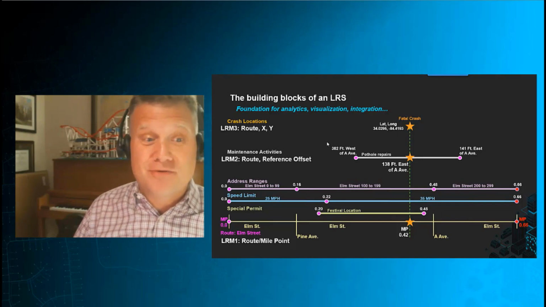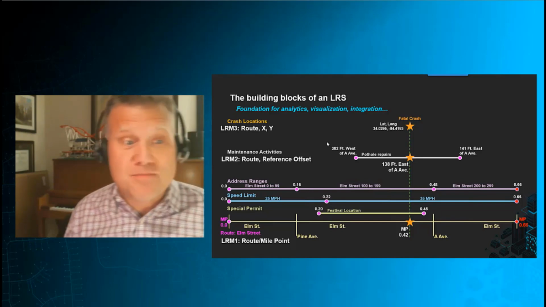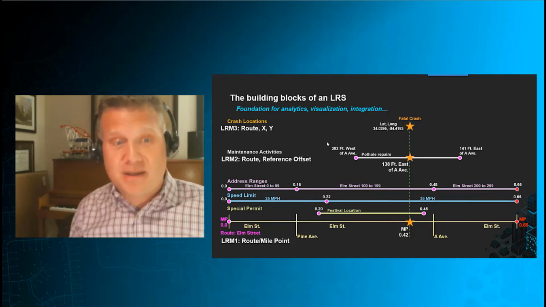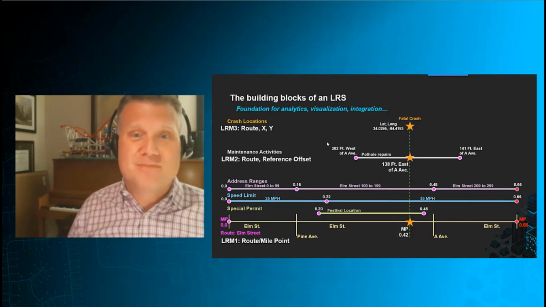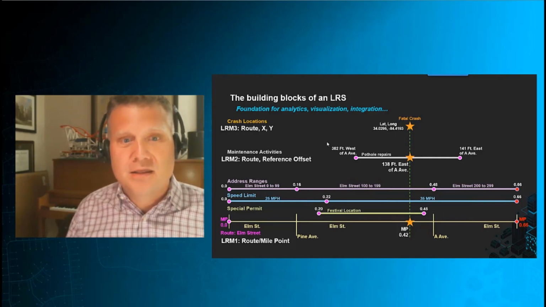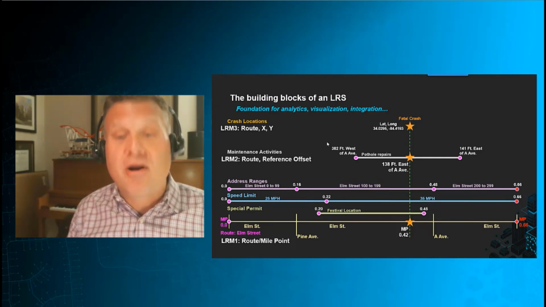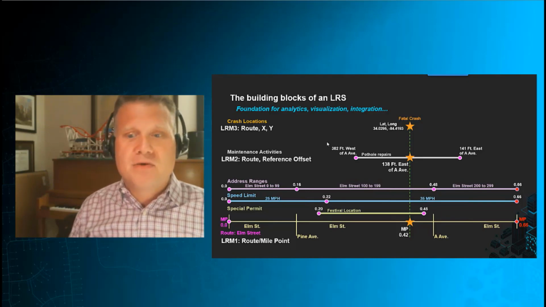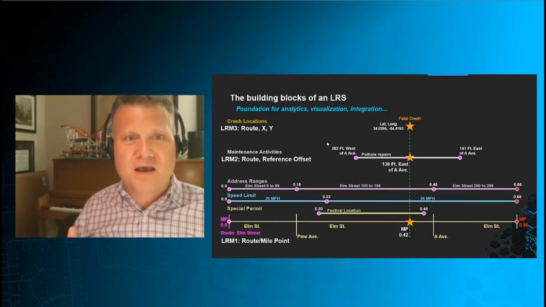If I wanted to model speed, if I wanted to model curvature, grade, I would model those as line events like the speed limit and address ranges here. If I wanted to model things like crossings or switches, I might model those as points like the pothole repairs and the crash. So those are some of the basics of the LRS.